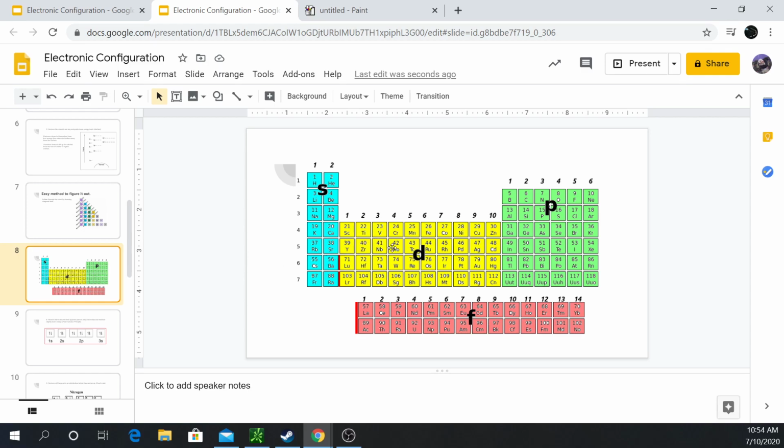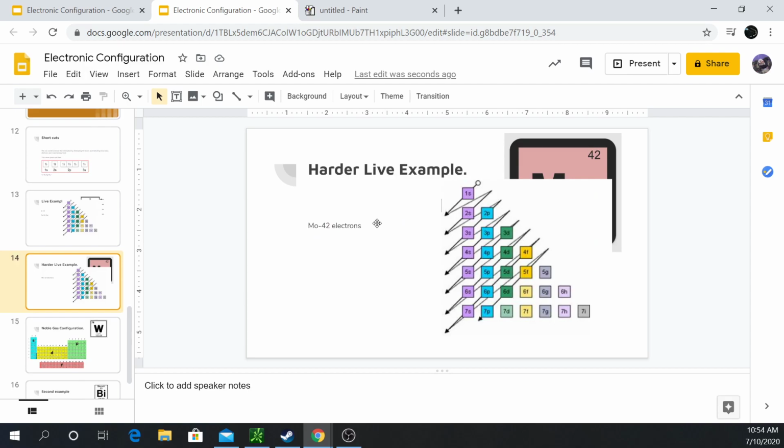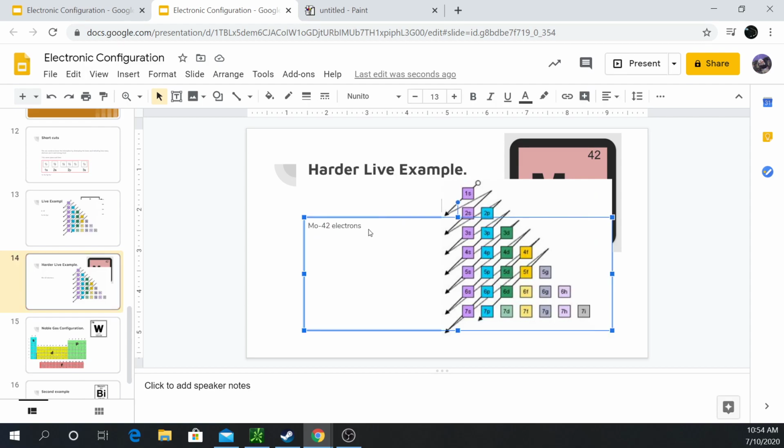Okay, so Mo is right here, and we know that d starts with 3, so it should end with 4d. Because we're kind of testing it, I certainly don't mind you going through and saying, okay, this should end in 4d. Okay, so that's our prediction. We should end in 4d.